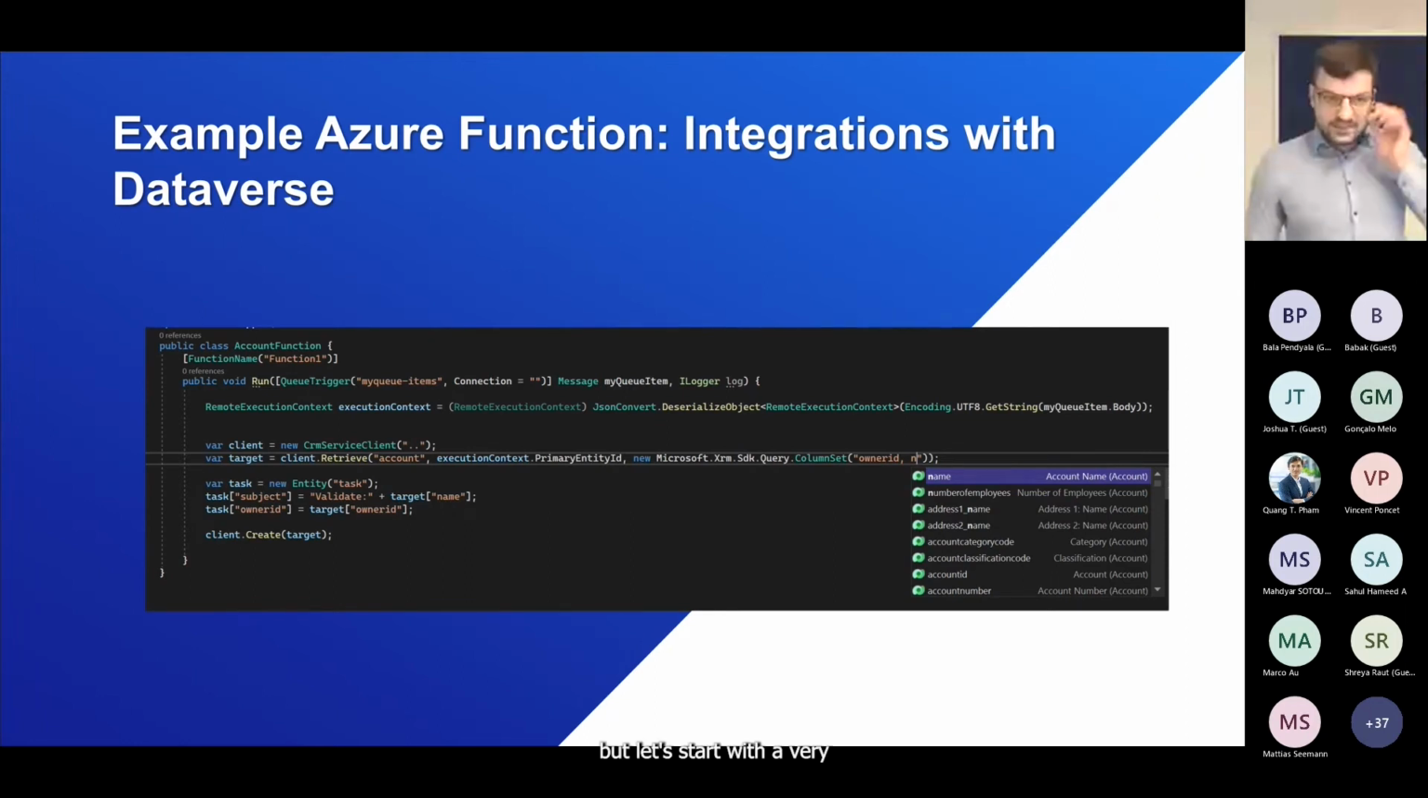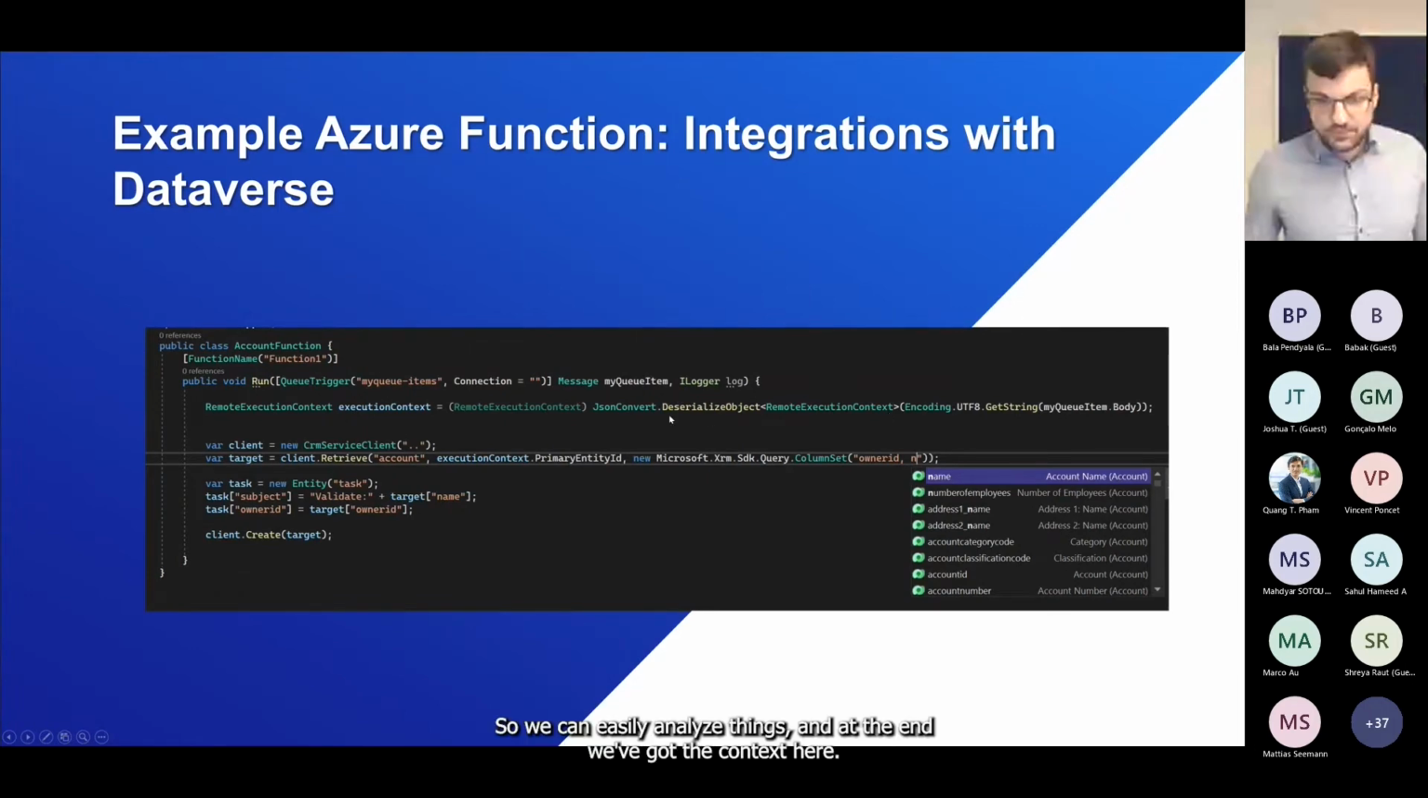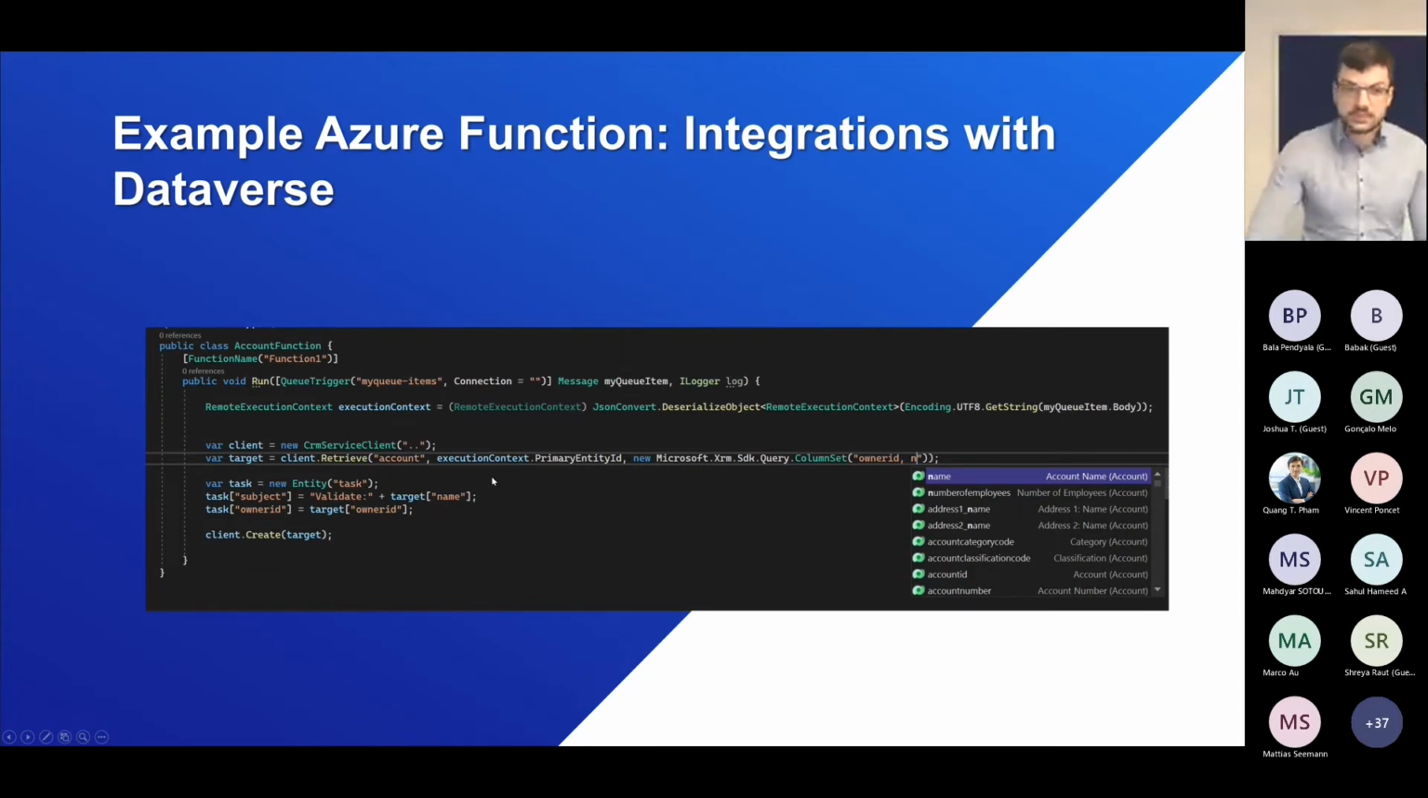But let's start with a very small example here. And for those of you who already know that, we use the same code, but I would like to focus on a different thing here. So in this case, it's a very straightforward, simple Azure function. So we got our trigger here. In this case, it's a service bus because we have the queue, but also we are converting that. So I think this is a very common thing. In this case, it's JSON. So we deserialize that thing. And at the end, we got the context here.